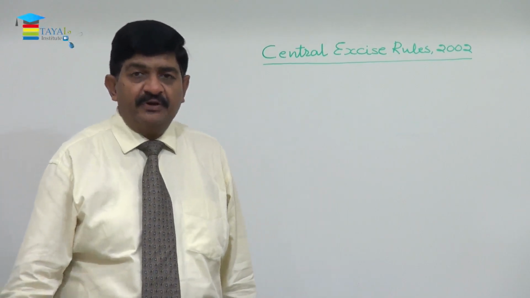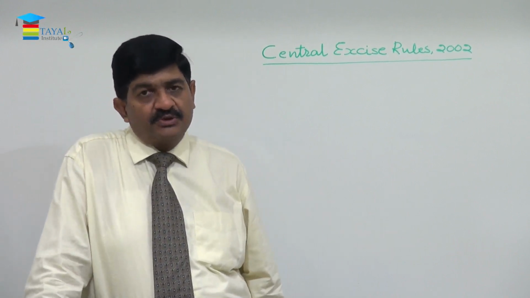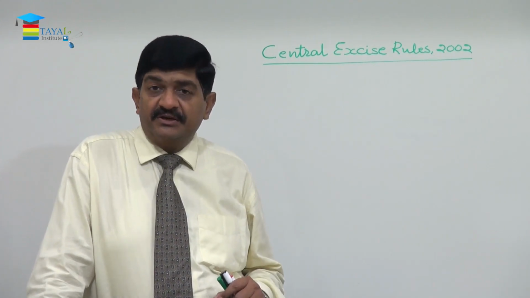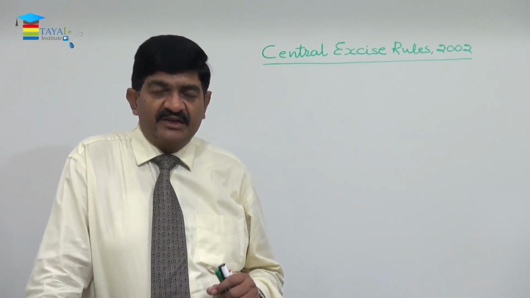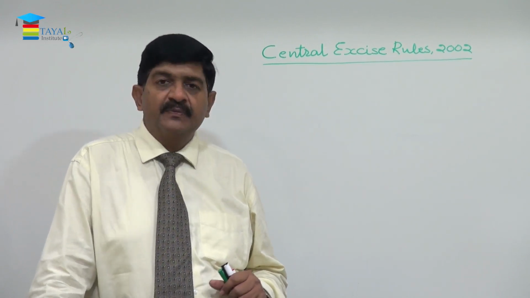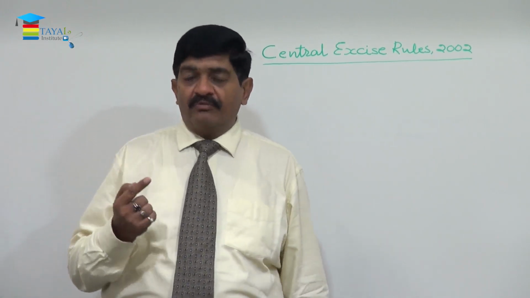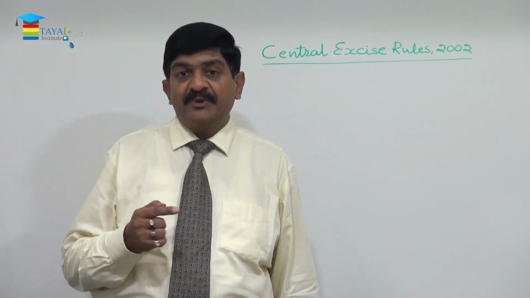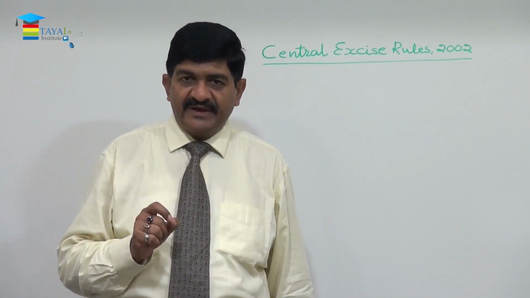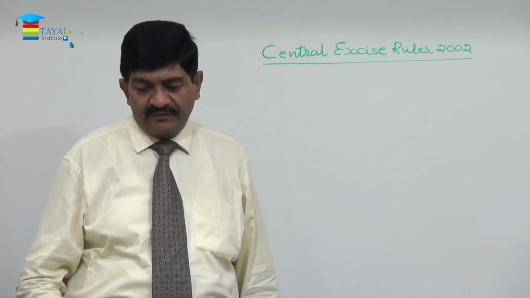So friends, in this video, we are starting with the Central Excise Rules 2002. In total, there are 33 rules, but actually relevant rules are up to 30 only. The text of the rules I have already provided you in the form of material. I am also going through that, plus whatever value addition is required, I am going to do. Open the text, read with me, and wherever necessary, I'll go for further explanation.